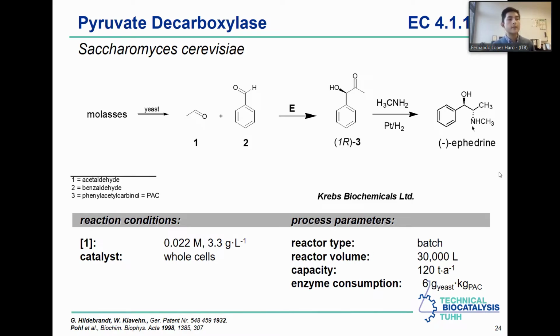You are creating only the enantiopure component that you want in this case, without having to deal with the separation of a racemic mixture, or having to do kinetic resolution, for example, which would imply a lower yield. And you can do it at fairly high capacity. This is using whole cells, and it is done by Krebs Biochemicals.